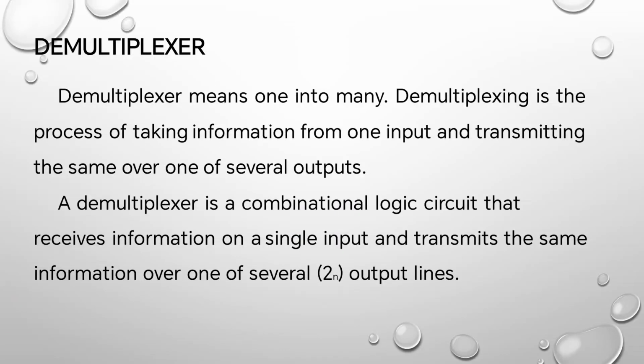So, demultiplexer. Demultiplexer means one into many. Demultiplexing is the process of taking information from one input and transmitting the same over one of several outputs. A demultiplexer is a combinational logic circuit that receives information on a single input and transmits the same information over one of several output lines.